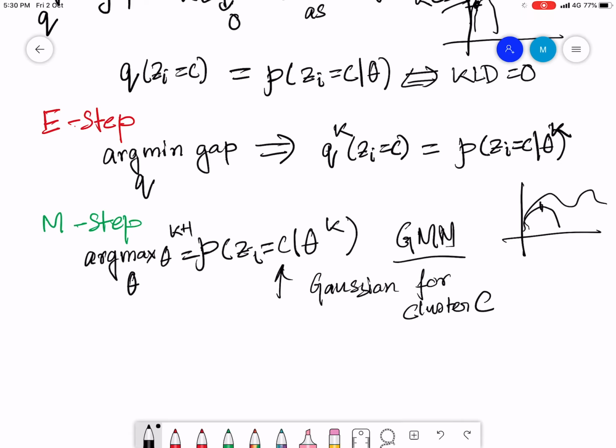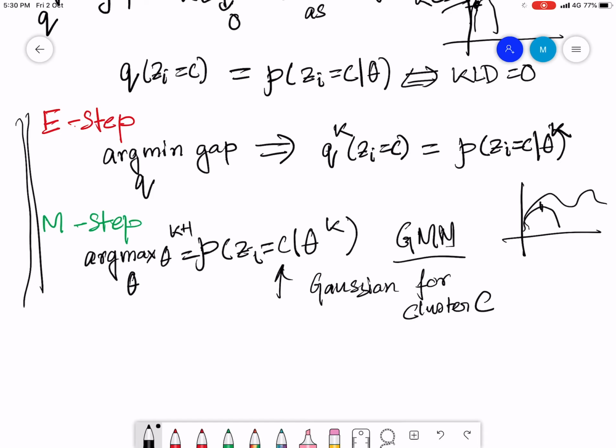So these are the two simple steps of the EM algorithm. If you repeatedly do this till you converge to a constant likelihood value, the original data likelihood value P of x given theta, then you stop.